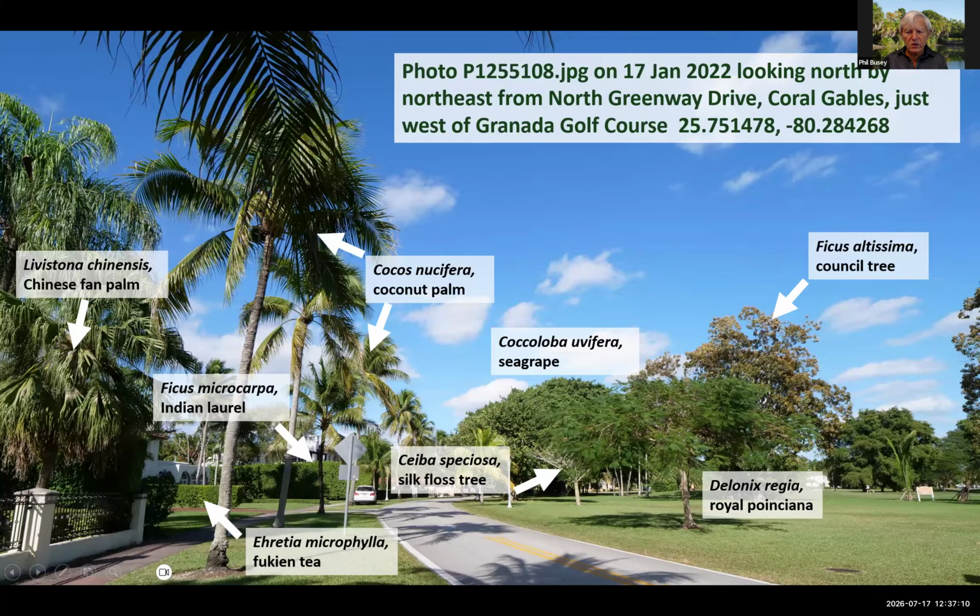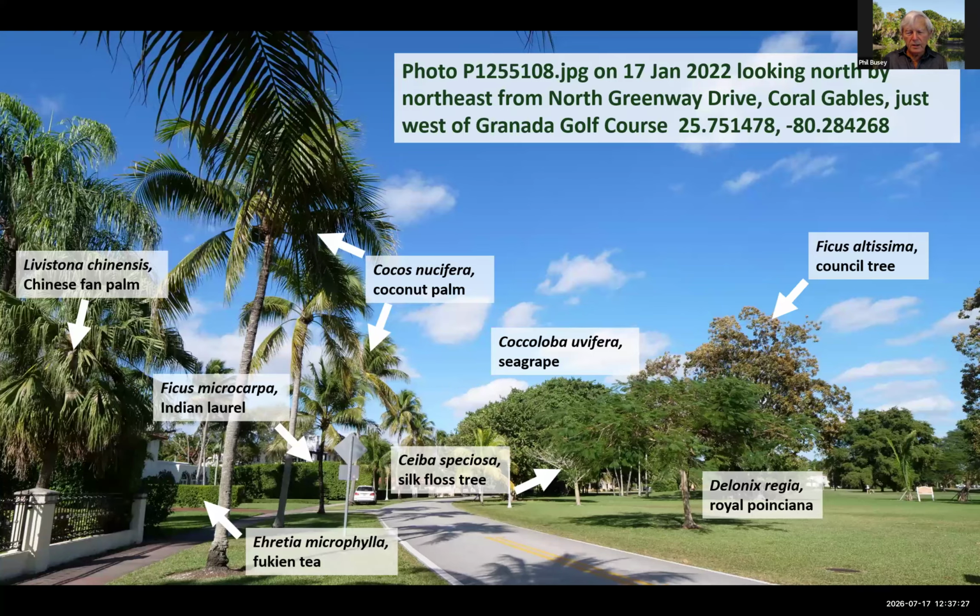Now, the Dolonox regia is a species we see all the time in South Florida, and that's easily recognizable from a distance because of the sort of filmy pattern of the bipinnate leaves. So there's a technical characteristic that gives kind of a reticulate pattern.